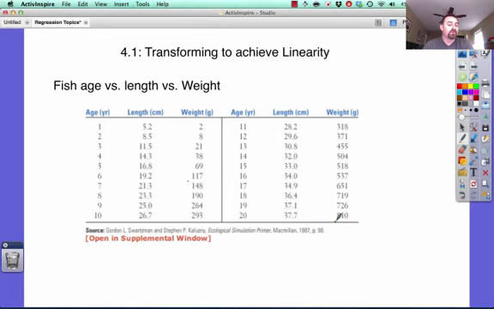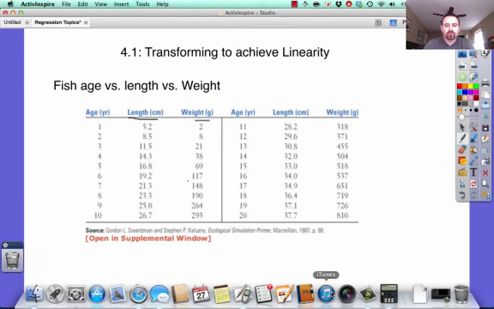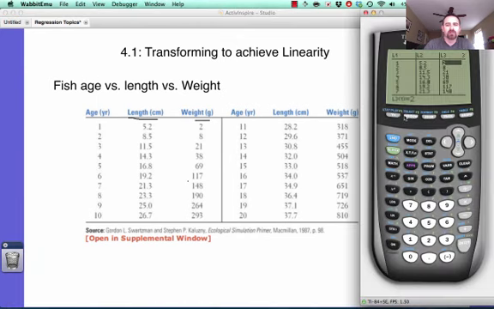What I'm interested in is finding a relationship. In this particular case, I'm interested in the relationship between length and weight of a fish. So 1-year-old fish have an average, let's say, length of 5.2 and a weight of 2, and 2-year-olds have 8.5 and 8, and so on. I entered this data into the calculator: list 1 is age, list 2 is length, and list 3 is weight. And I went ahead and graphed it.